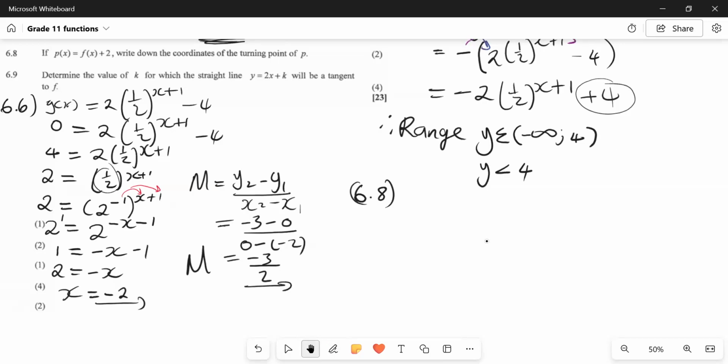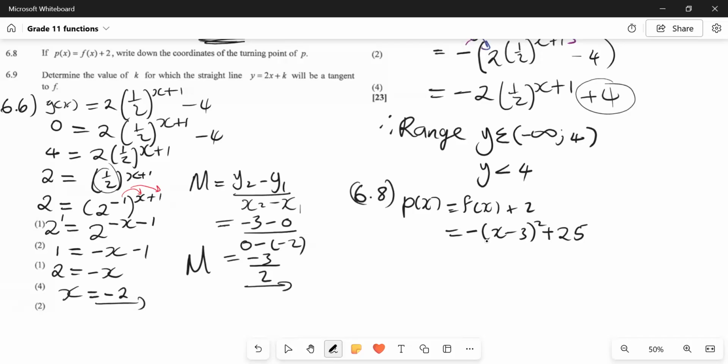If p of x is equal to f of x plus 2, write down the coordinates of the turning point of p. So your p of x is equal to your f of x plus 2. But what is our f of x? Minus x minus 3 squared plus 25, right?